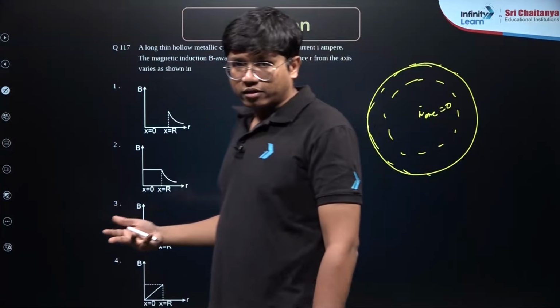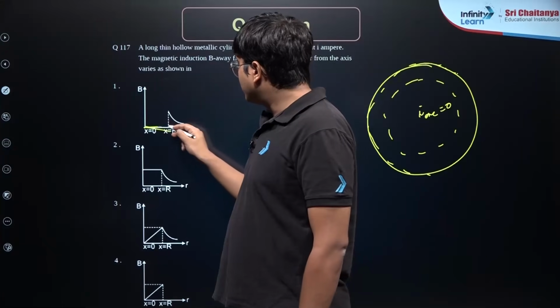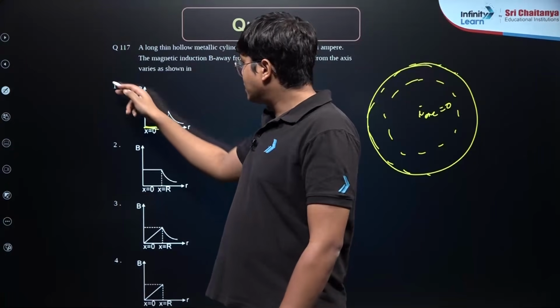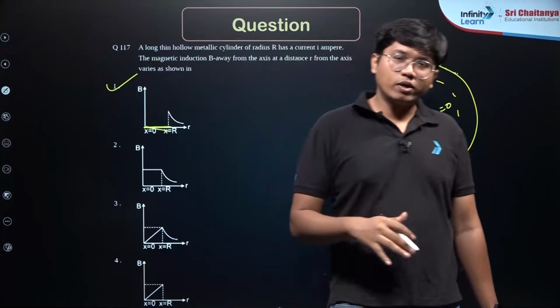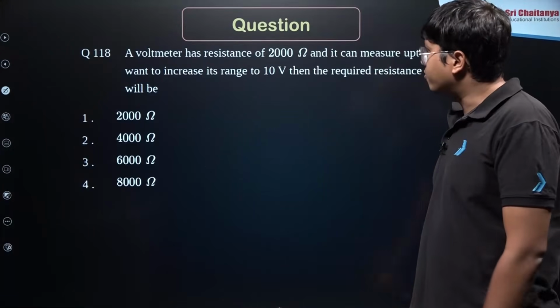Now don't calculate. You see there is literally only one option where the magnetic field stays 0 until it reaches the surface. That's it. In NEET, they don't expect you to do full detailed calculation. Look at the options, eliminate stuff.